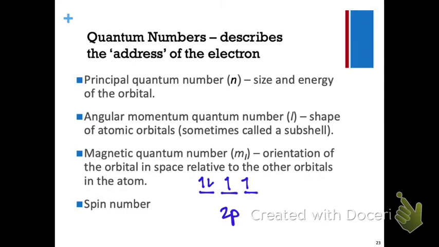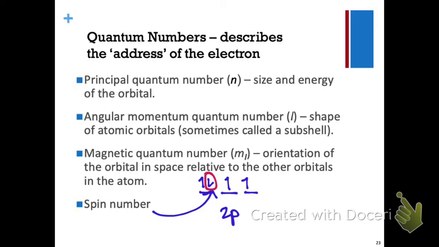So that's what the fourth part tells us here, the spin number. If I was locating this electron right here, that would be the second electron that went in that orbital, and it would have a negative spin state. Okay, so let's put these things together.